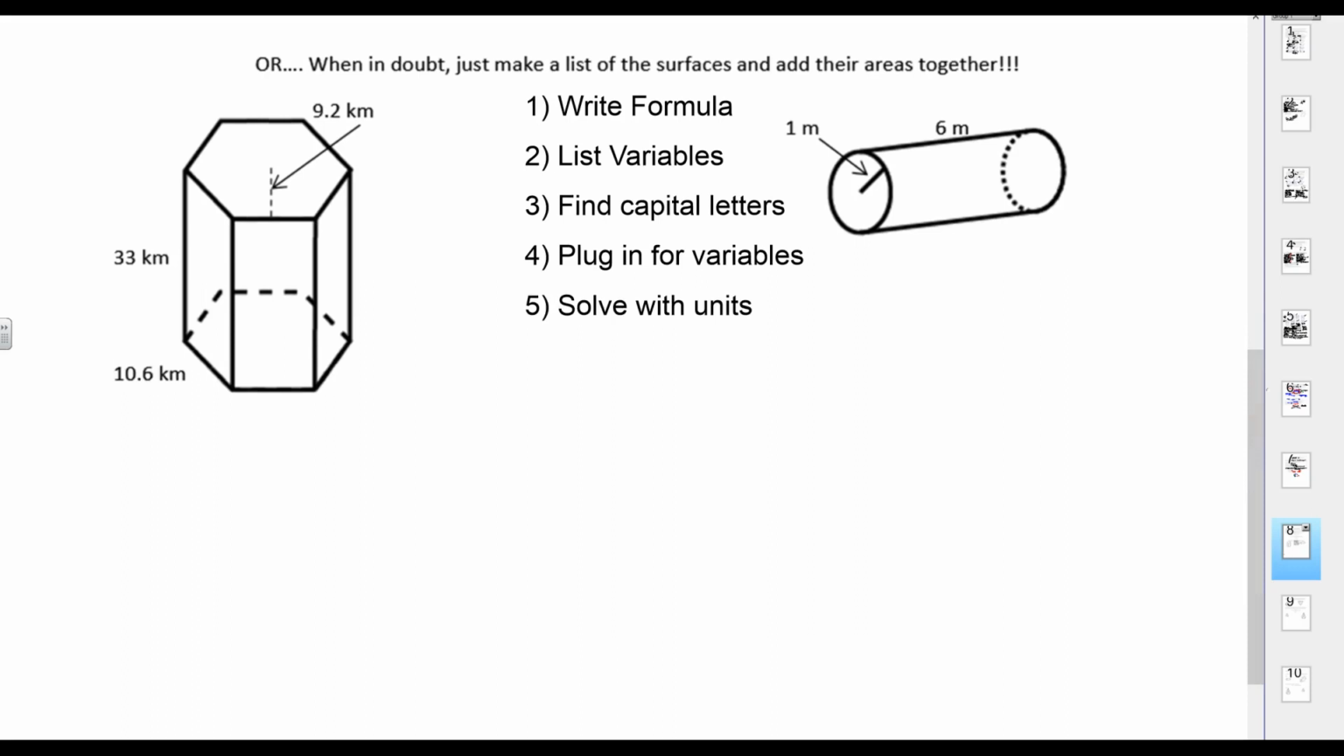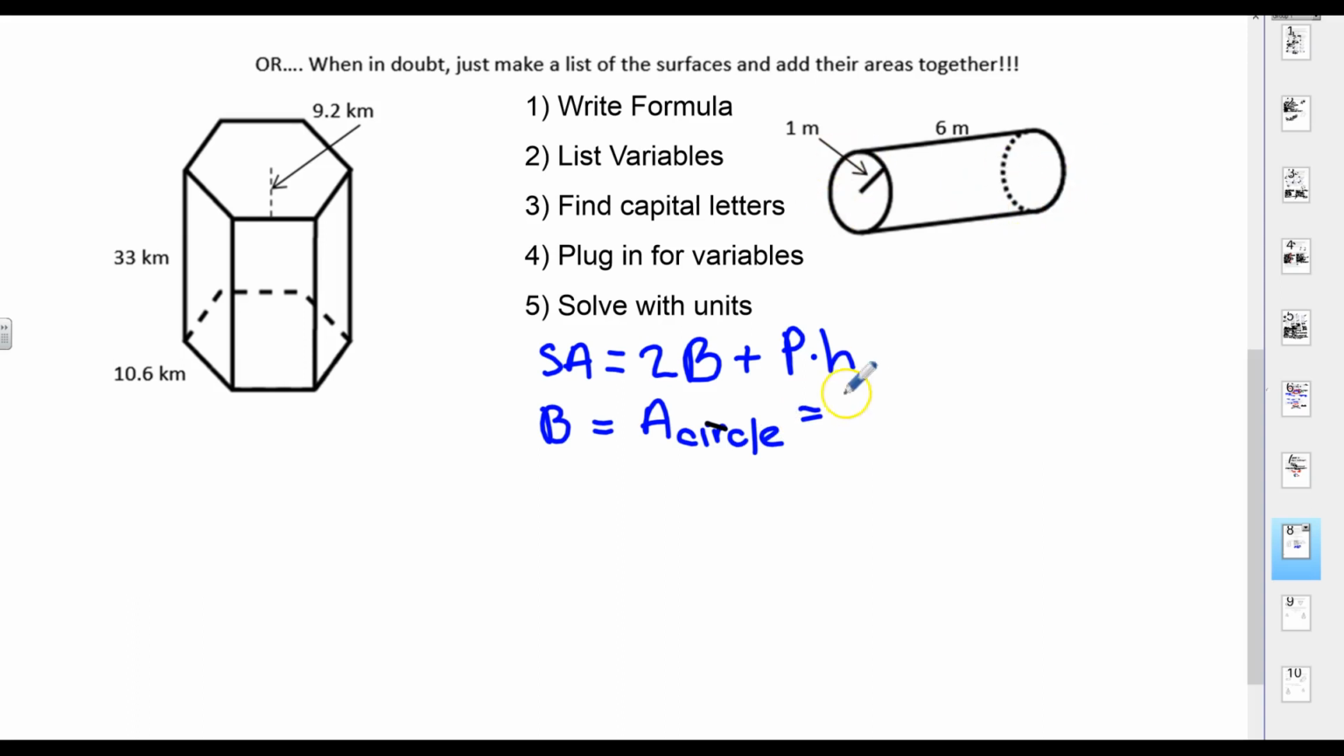Well, surface area of a cylinder is still 2 times the area of the base plus the lateral area, which is perimeter times height. The area of the base in this case is the area of a circle, because my base is a circle. Remember guys, base is not what it's sitting on, it's what you would name it after. If this is a cylinder, that means my bases are circles. So the area is pi r squared, which means I need to find the r, okay? Then my perimeter, in this case, is actually circumference, and circumference is found with 2 pi r.